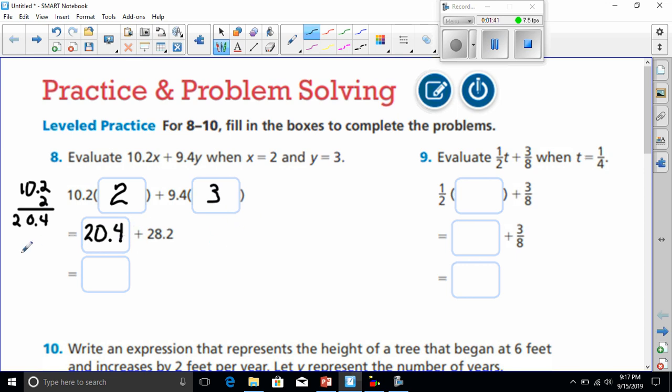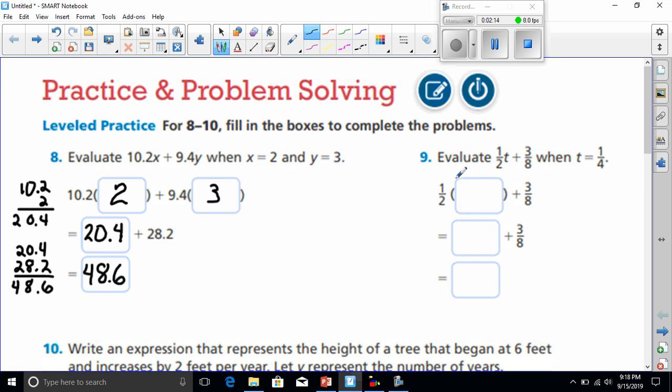Well, we'll just do that over here, 20.4. We're going to add that to 28.2. And notice how I line my decimals up so I make sure I don't make any mistakes. Well, 4 plus 2 is 6. 0 plus 8 is 8. And 2 plus 2 is 4. So our answer is going to be 48.6.